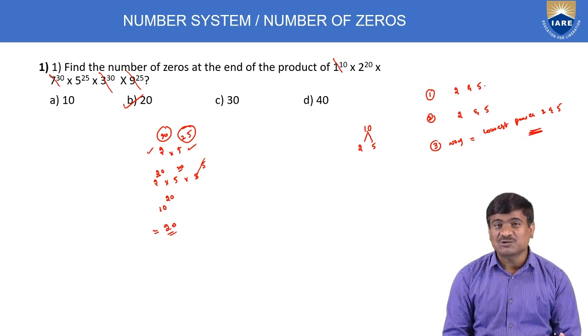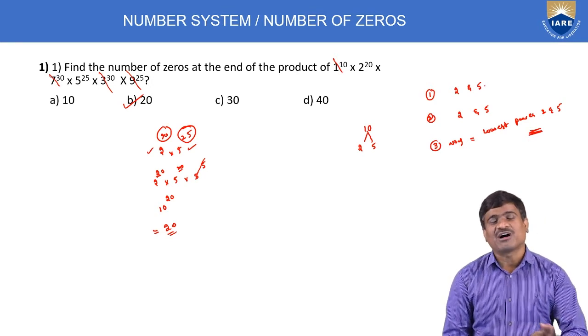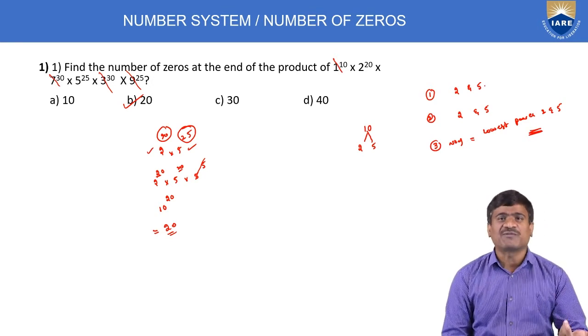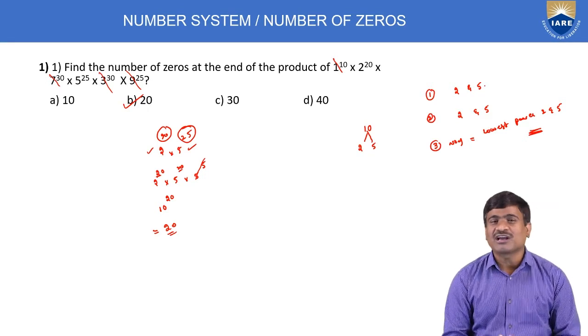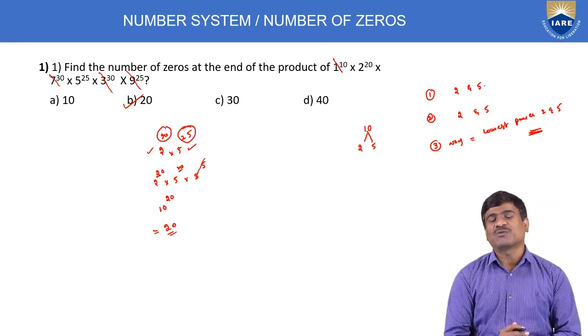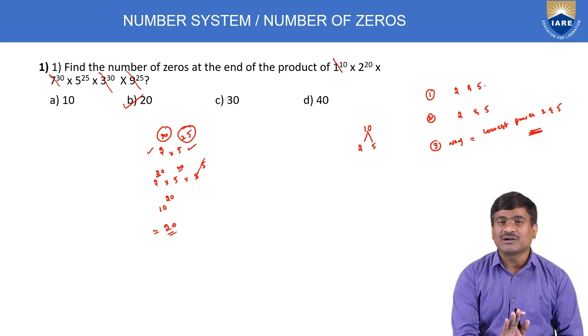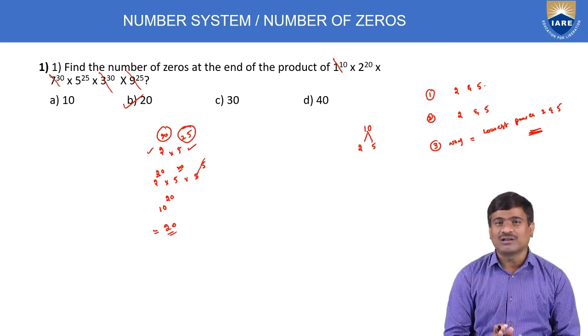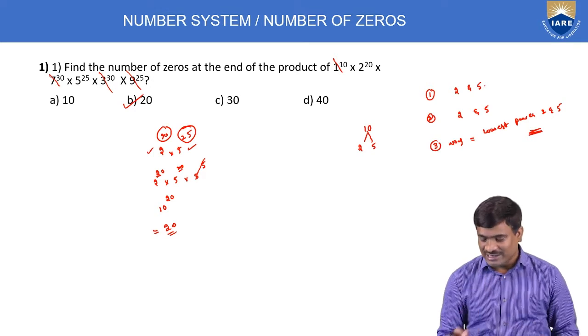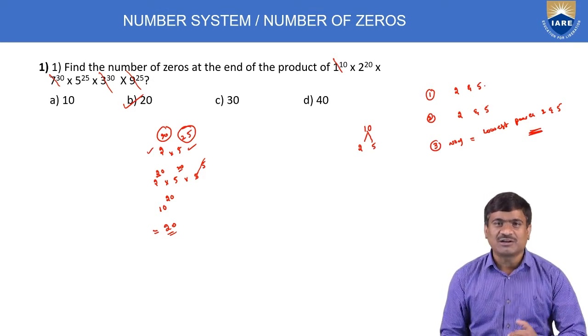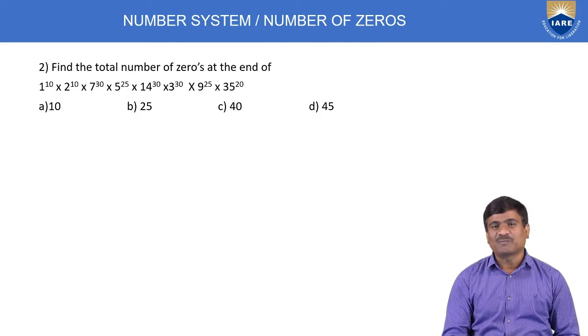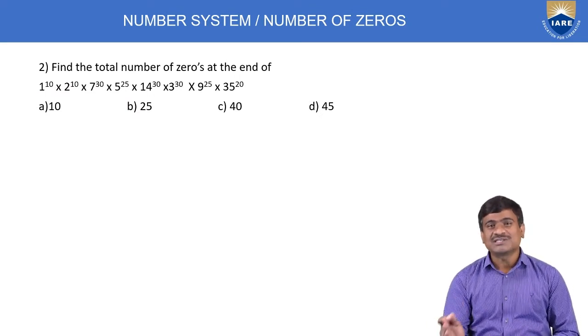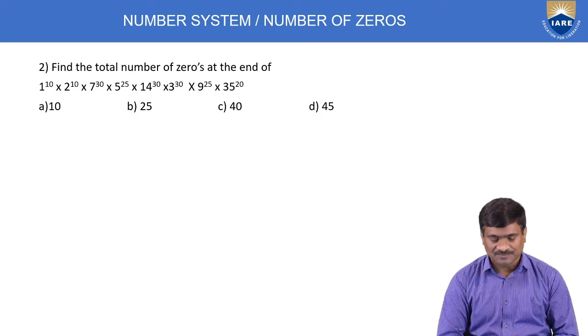Therefore, the number of zeros means the lowest power of 2 and 5. Which is the lowest power? That is your answer. Here 20 and 25, the lowest power is only 20. Then the answer is 20 zeros only. Option B is the only correct one. This is called a shortcut method. Yes, I covered both the general method and the shortcut method. Then you apply only the short method to the remaining questions in the number of zeros concept.